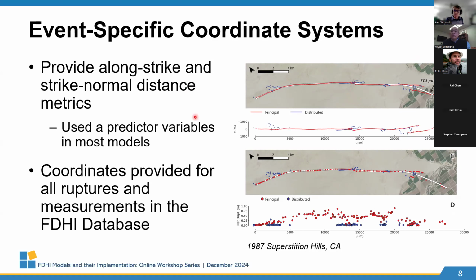And this is really useful because most models use these as predictor variables, that length along the rupture, the X over L or L over L, and then distance from principal rupture in the distributed models. These are commonly used. And so we have these coordinates, the geographic and the event specific system coordinates, for all of the ruptures and measurements in the database. And then the easiest way to use that as an end user is you can make nice slip profiles of the events in the database.